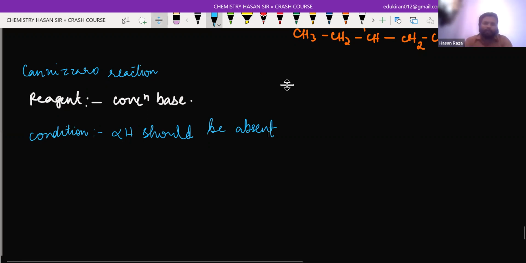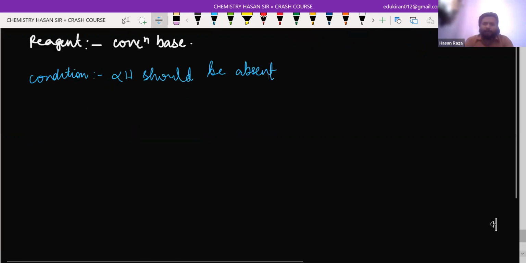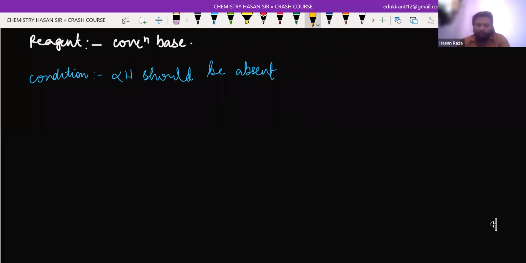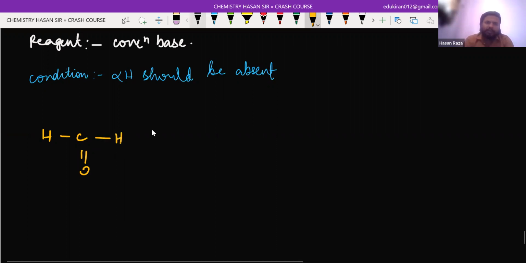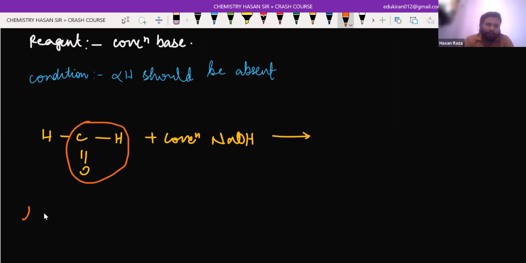Now I'm going to show you. The reaction is very easy. Whatever is given, you recognize whether it is Cannizzaro or not, and you just need to oxidize it once and reduce it once. So if you see methanal here and you react it with concentrated KOH or NaOH, focus here that this is your main functional group. If alpha carbon is equal to zero, that means alpha hydrogen is also zero. This is not alpha hydrogen because it is connected directly to the main functional group. If any alpha carbon is there and there is hydrogen connected to that alpha carbon, that is only alpha hydrogen.